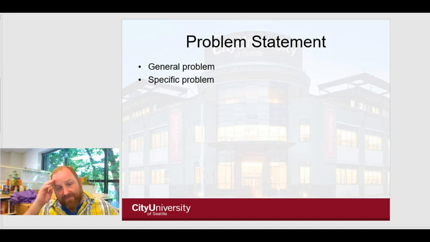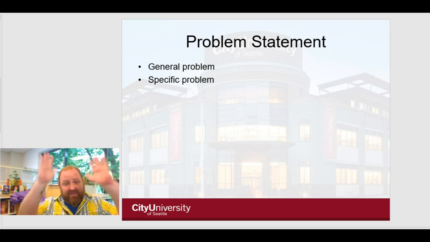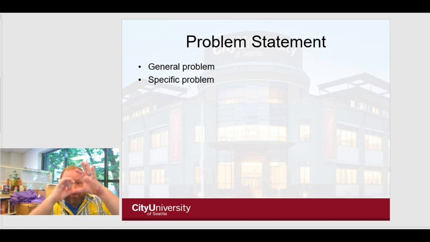When you're creating your problem statement, you're going to be thinking about things from a general problem in the field, out there in the world, in your specific field, and then a specific problem that is part of that general problem. It's part of it. So here's the general problem. This little corner over here is the specific problem you're going to study that will help to solve that general problem in the field.